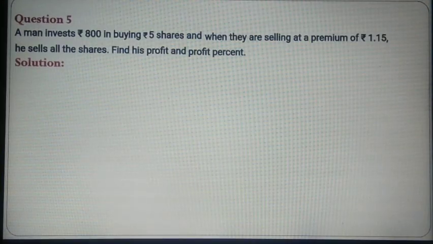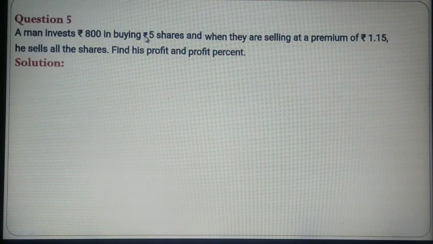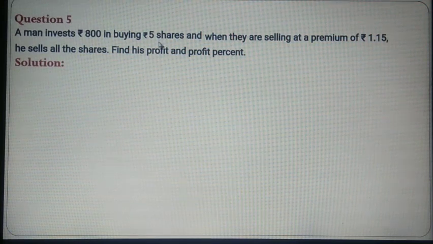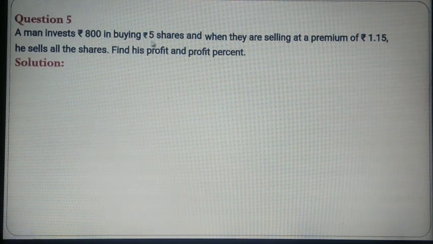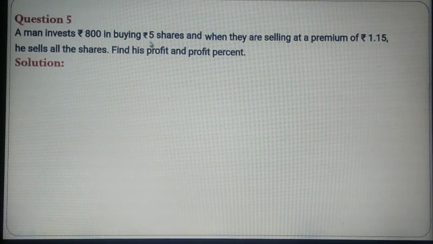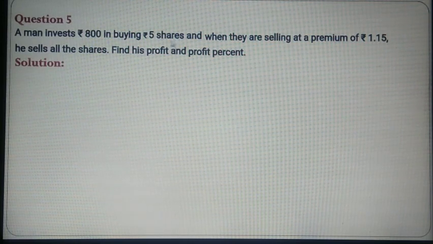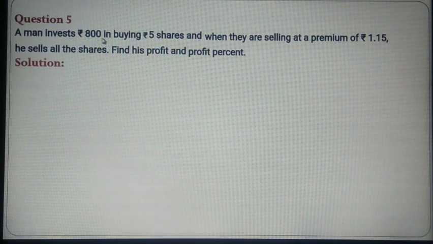Okay, let's see the next question. The question says, a man invests rupees 800 in buying rupees 5 shares. Now let us try to understand the sentence. Rupees 5 shares means the nominal value of one share is rupees 5, and the person is investing rupees 800 in buying shares.